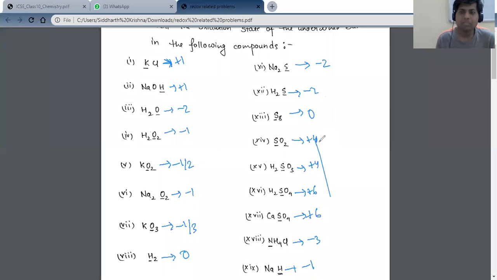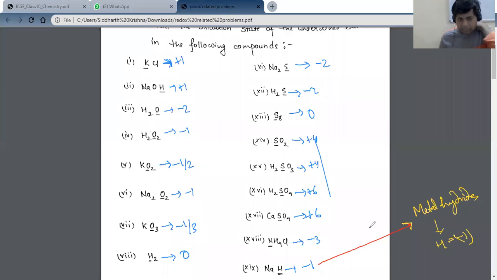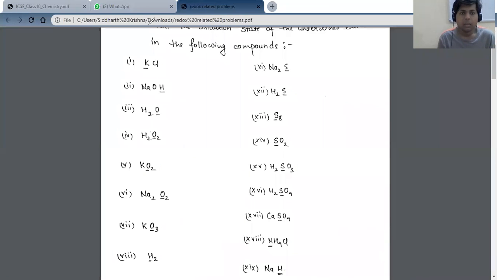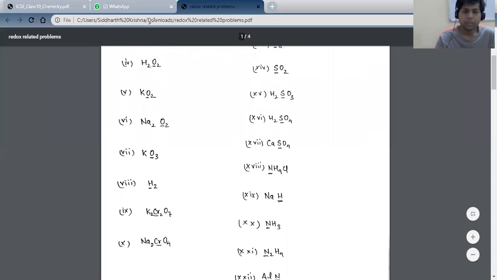Because sodium will have plus one. That is why. I had told this in class. Who is having this doubt? Did you understand it? Yes, sir. Okay. So for metal hydrides, hydrogen will have oxidation state or charge of -1. Okay, so I'm clearing the screen.